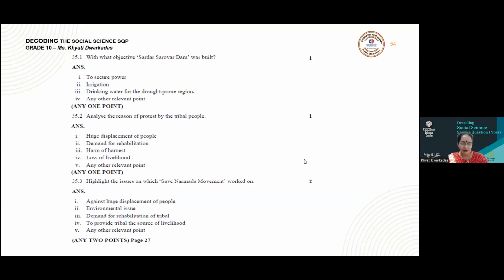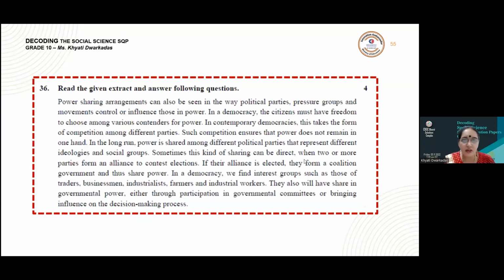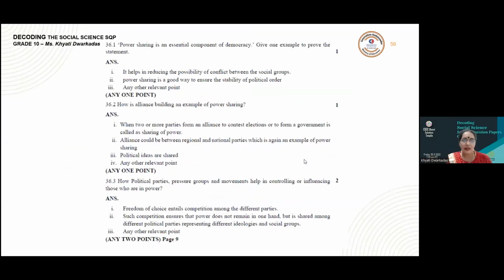All right, so let's move to the third passage, which talks about power sharing. And the questions again are very clearly based on power sharing. All the questions are not at all MCQs now. Last year they were MCQs. This year they are all analytical questions if you go to see, majorly higher order thinking.